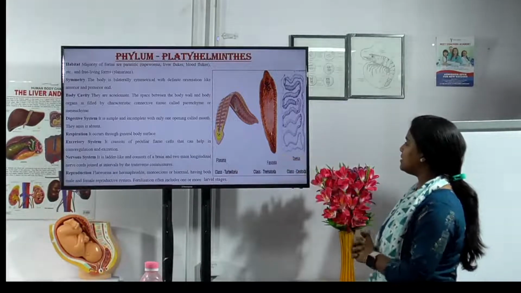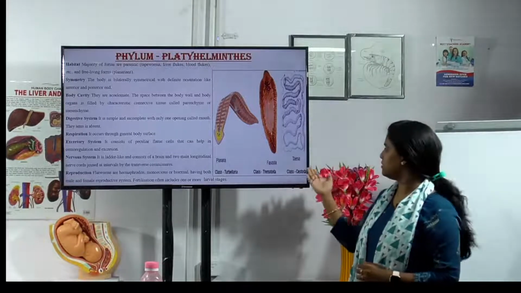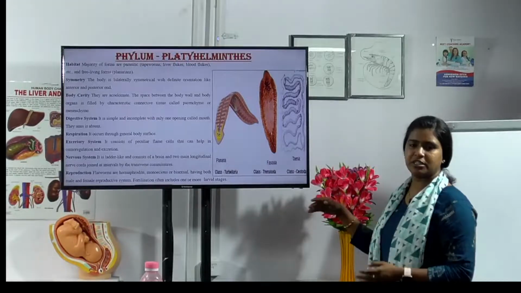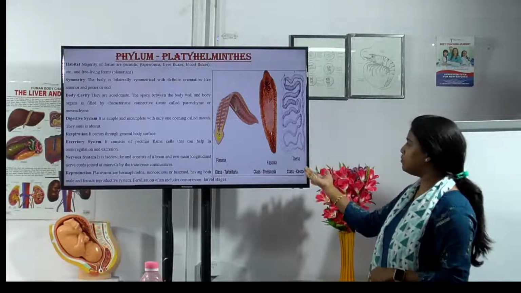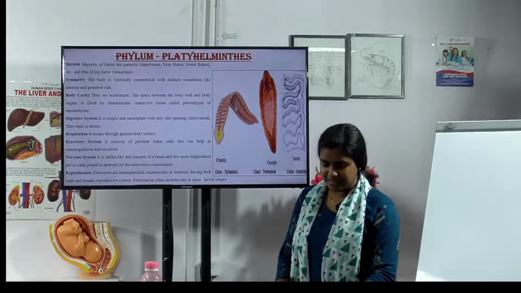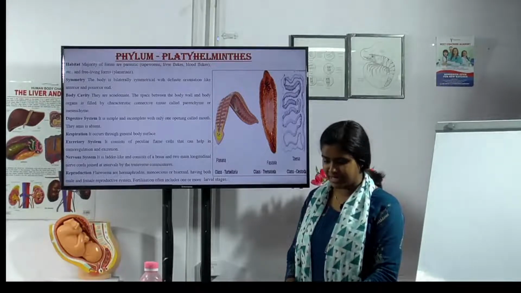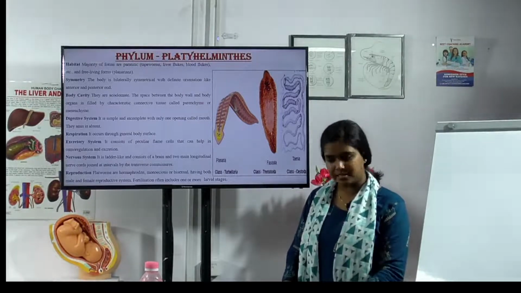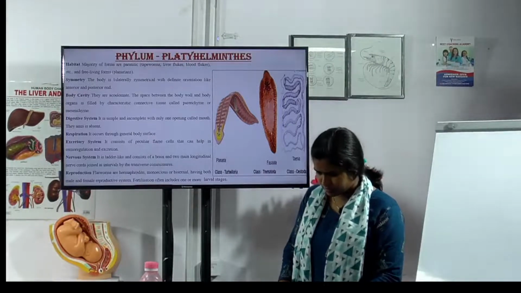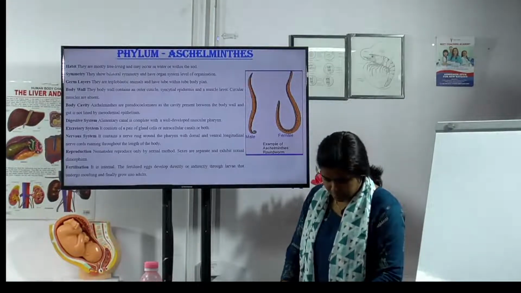In the nervous system, two longitudinal nerve cords are joined at intervals by transverse commissures. Reproduction, they are monoecious or bisexual, having both female and male reproductive systems. Fertilization includes one or more larval stages. What are larval stages? Eggs, yes, correct. Okay, example for this? Leech. Yes, leech. Okay, correct.